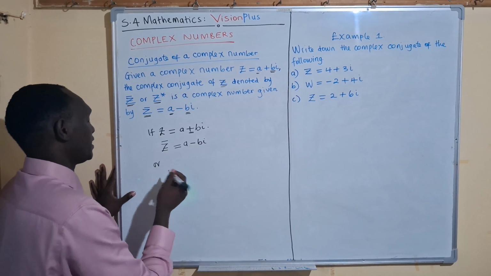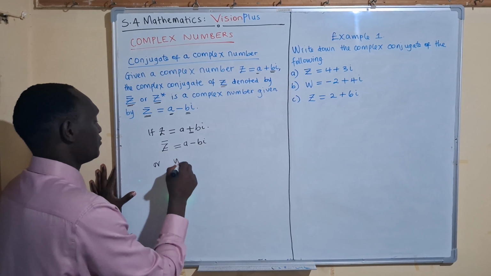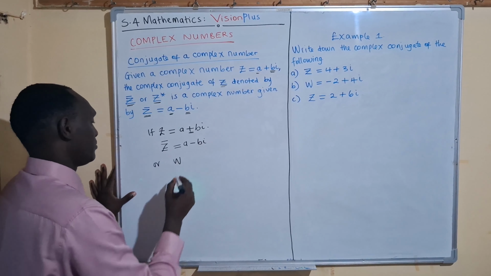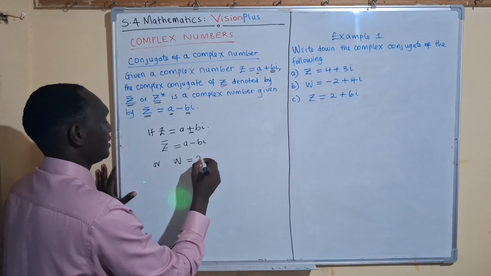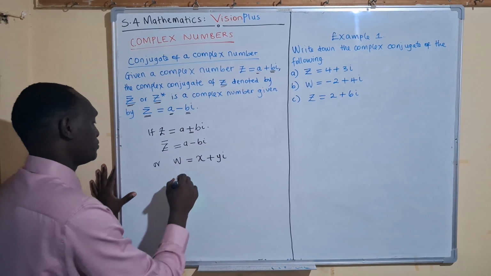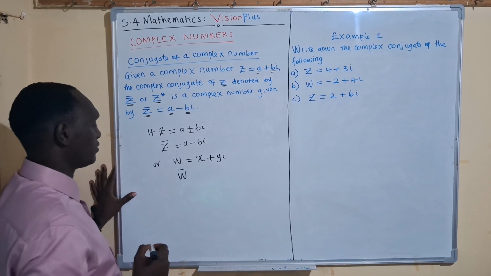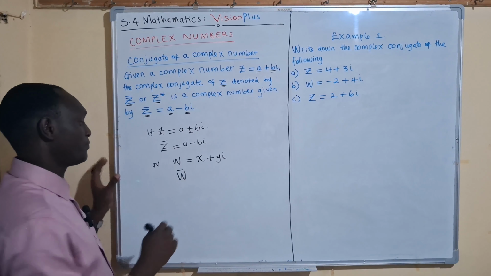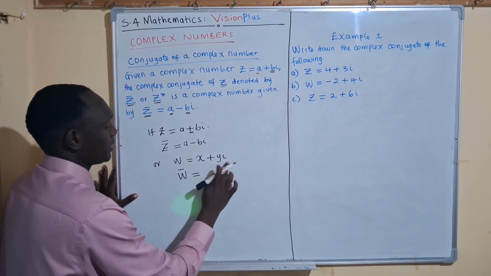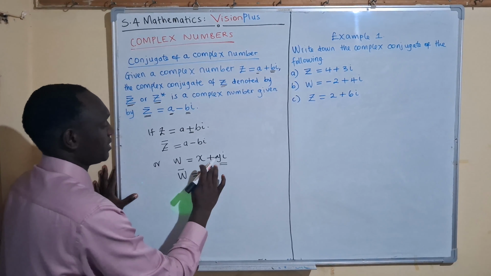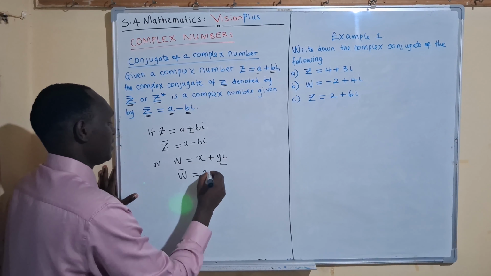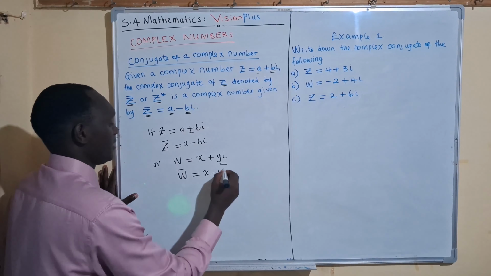Another example is if I give you w, remember we said complex numbers can be denoted by w as maybe x plus yi. What would be the complex conjugate of the complex number w? We're just going to change the sign on the imaginary part only. So this here would give us x minus yi.